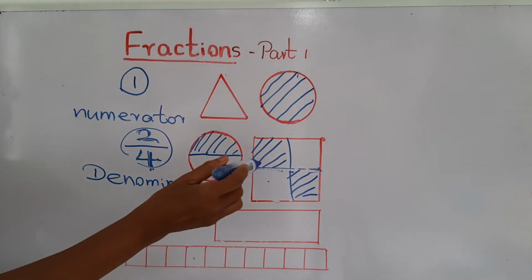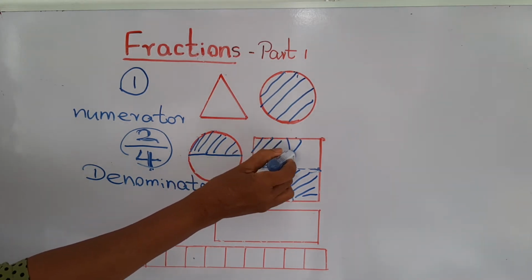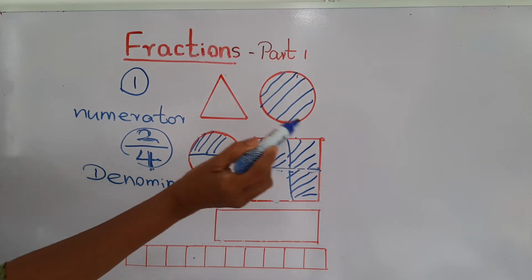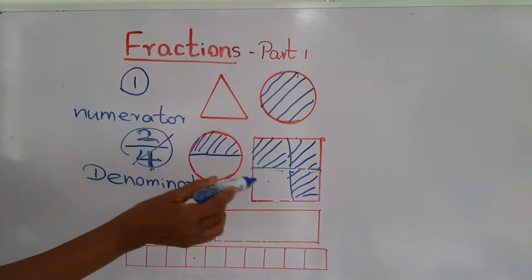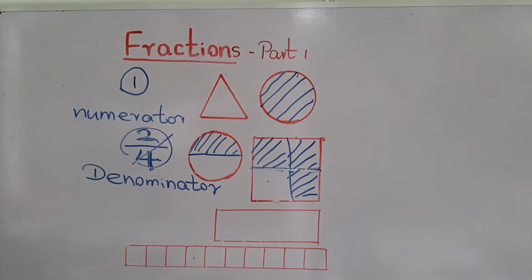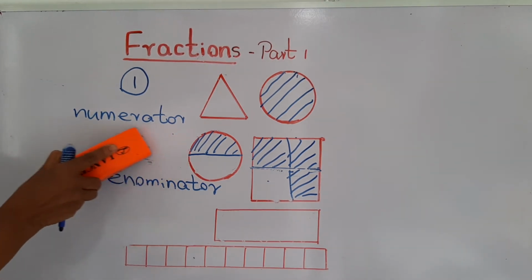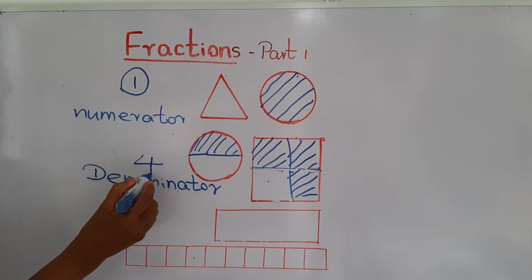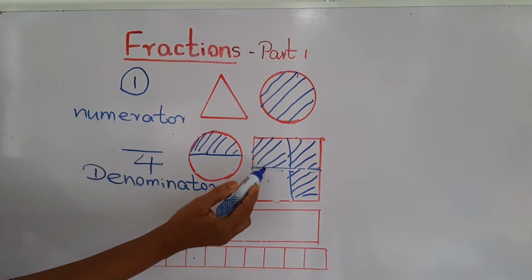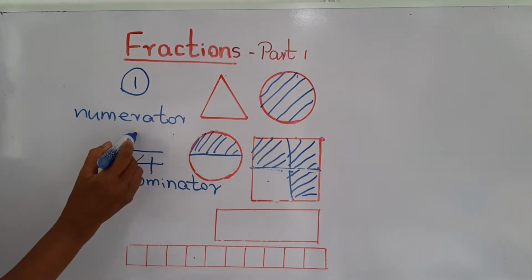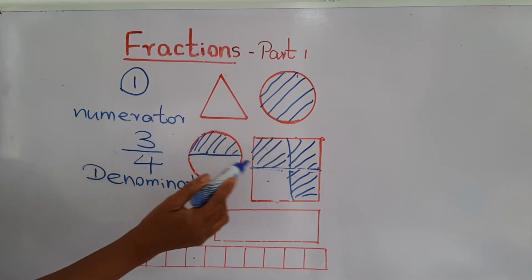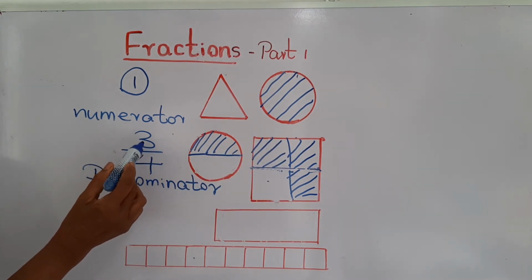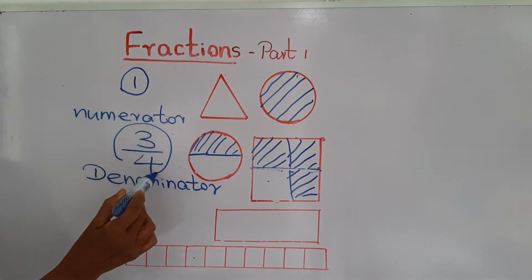Right. Now we'll color another part in the square. Now what is the fraction here? I have divided the square into 4 parts. That is the denominator. How many parts have I shaded? 3 parts. Then the numerator is 3. The fraction is 3/4.